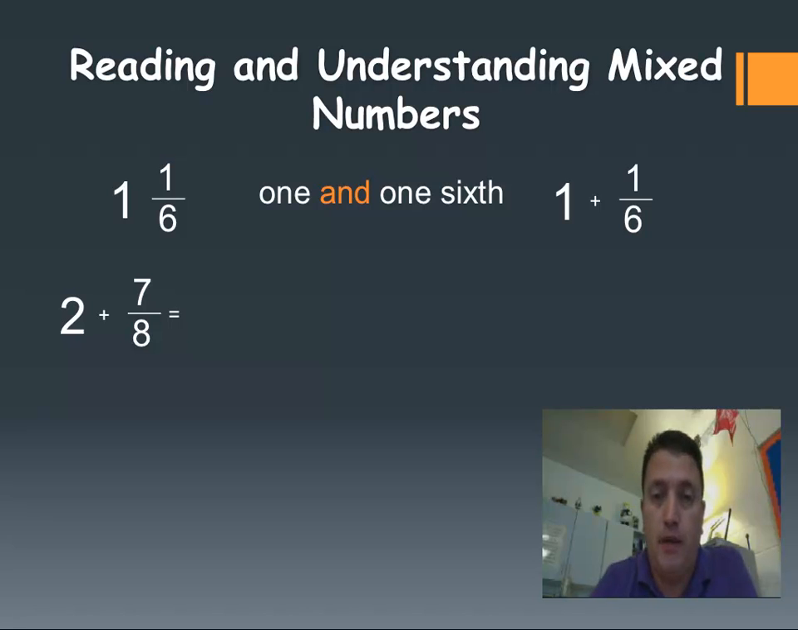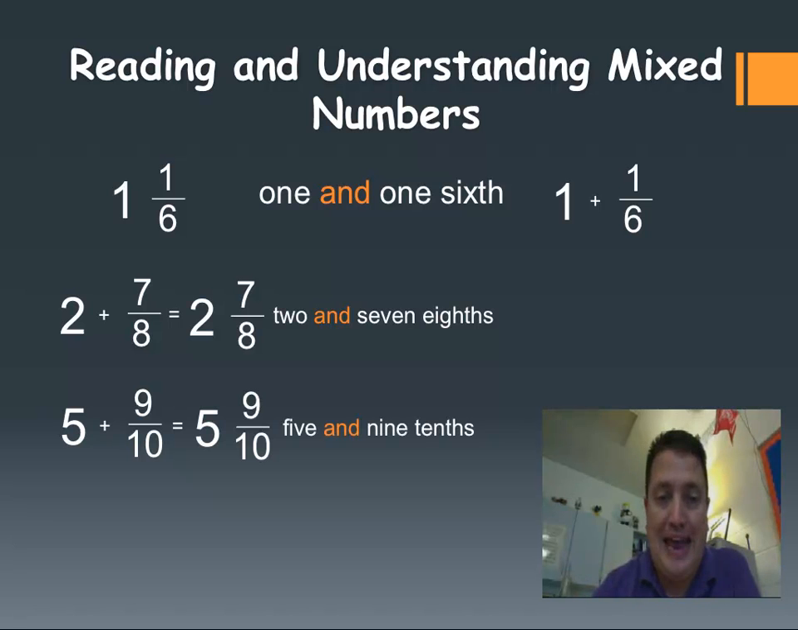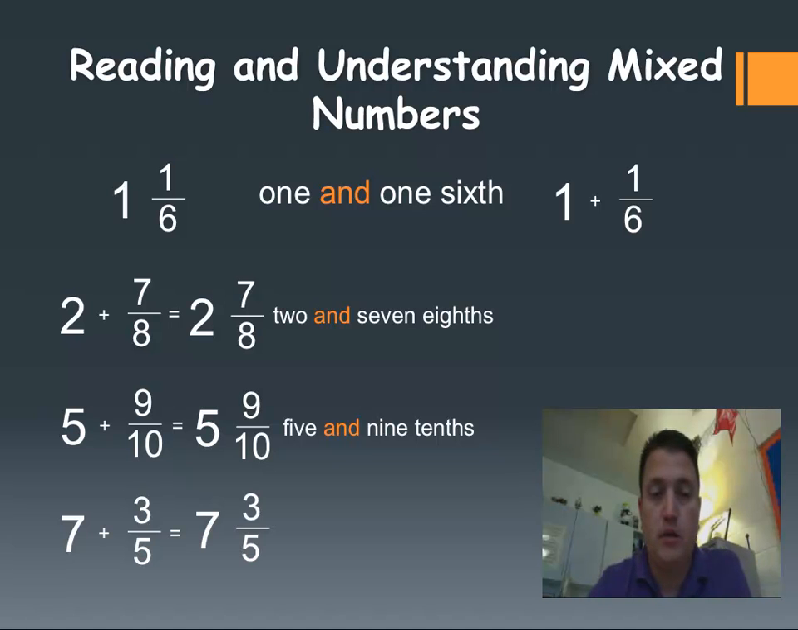Well, how would I write the mixed number for that? I'd write it like this. How do I say it? I say it 2 and 7/8. Let's try the next one. 5 plus 9/10. How would you write that? Can you picture it in your mind? 5 and 9/10. Let's do the last one. We've got 7 plus 3/5. I'm going to write it like that. That's going to give us a total of 7 and 3/5. So that's it in written form. And that's how we put those fractions with whole numbers together.